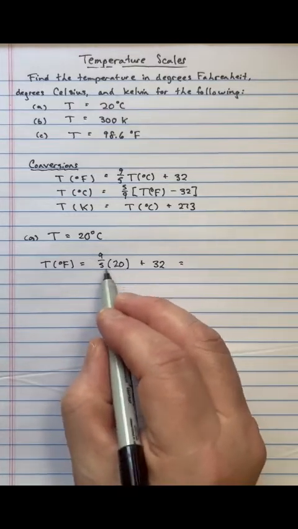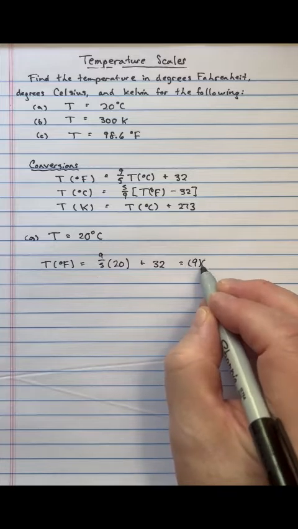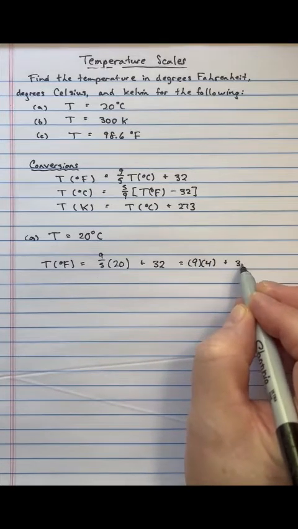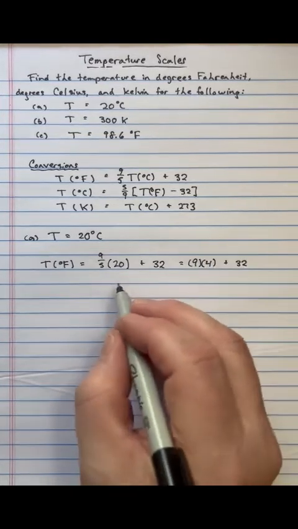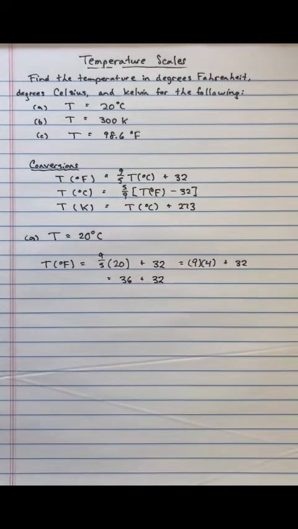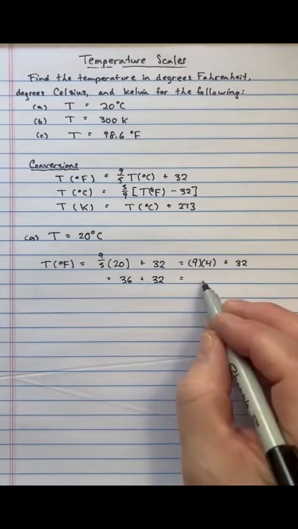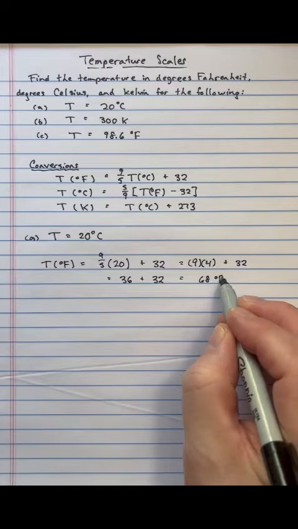20 divided by 5 is 4. And so we have, say, 9 times 4, if I want to write this out to make it obvious what's going on. 9 times 4 is 36. Notice we're adding the 32. Why are we adding the 32? Because this Fahrenheit scale, the freezing point of water is at 32, isn't it? That's why it's there. And 36 plus 32 is 68.